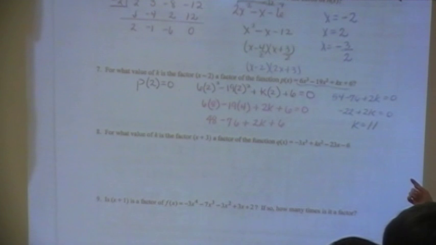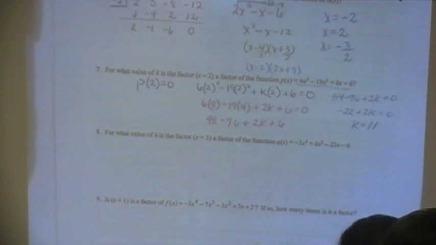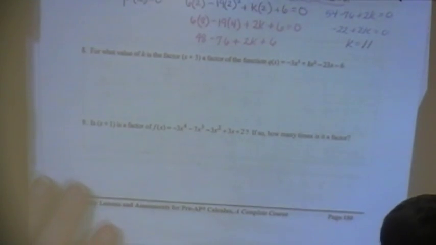I got k equals 11. Do I have a key? Yes. Okay. I don't have a key for this page. I don't know where it went, so I figured since it came out nice, that was probably right. Okay, do number 8. Exact same thing.